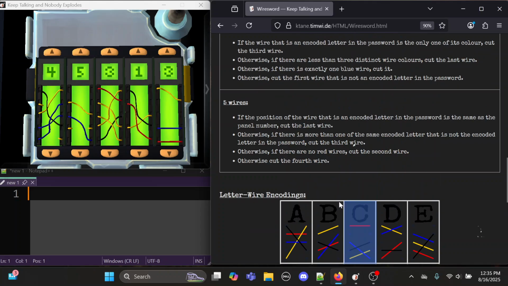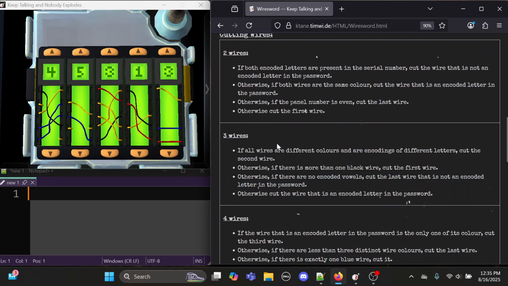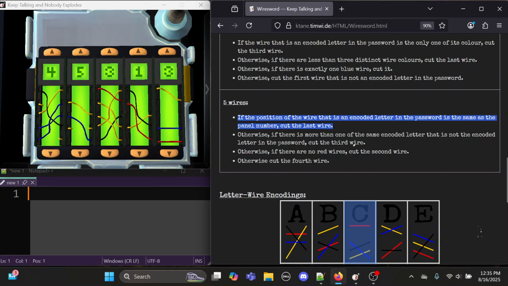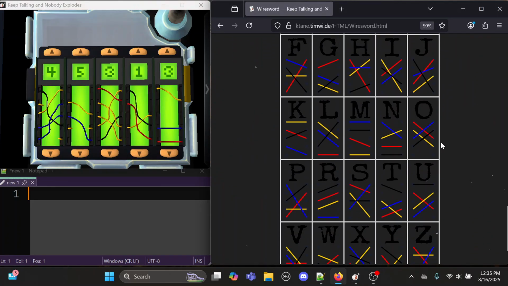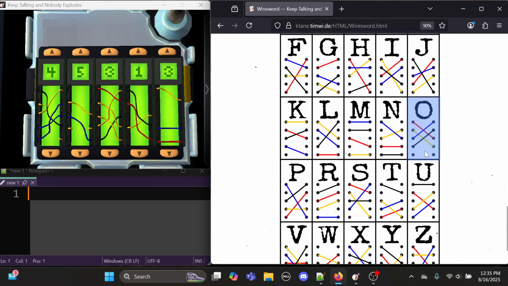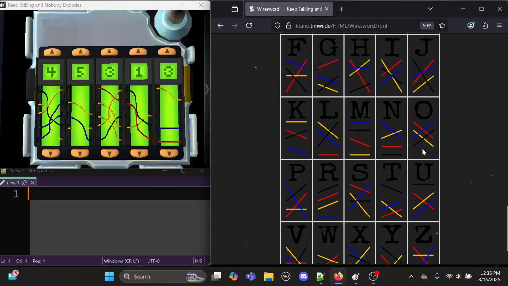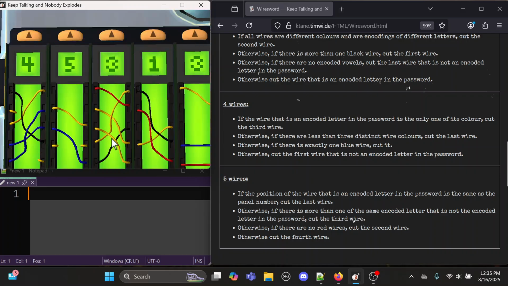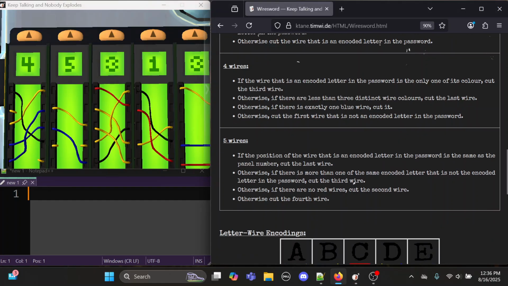There we go. Perfect. So now let's go back to this 5-wire condition. If the position of the wire that is an encoded letter in the password is the same as the panel number, in this case we're going to look for the 3. Is this in the 3rd position? So this is an Oscar. It is not. It is a 2 to 4, so this condition does not apply. It would need to be this one to be our encoded letter for the password in order for us to cut that one. If there is more than one of the same encoded letter that is not the encoded letter in the password, cut the 3rd wire.